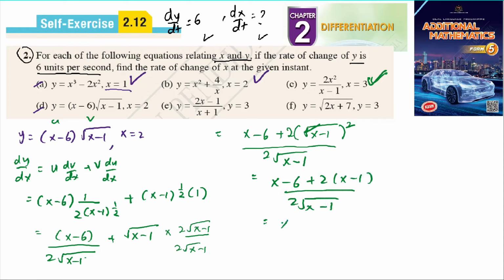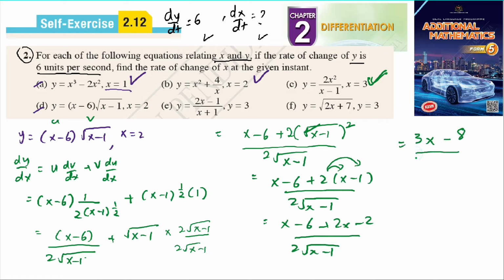So in this case, x minus 6, 3 times x is plus 3x. 3 times negative 1 is minus 3, divided by 3 times the cube root of (x minus 1) squared. So this one is x plus 3x is equal to 4x. Negative 6 minus 3, we get minus 9. So this one, x is equal to 2.